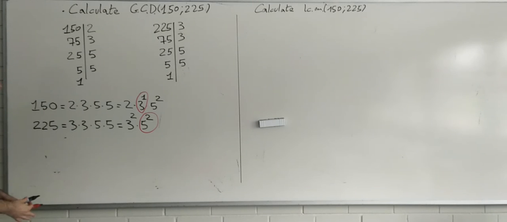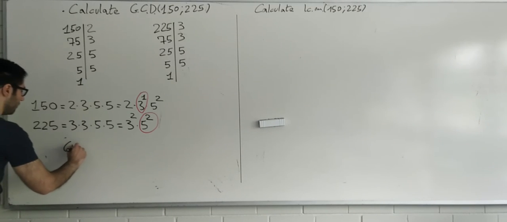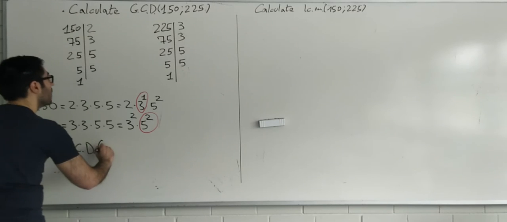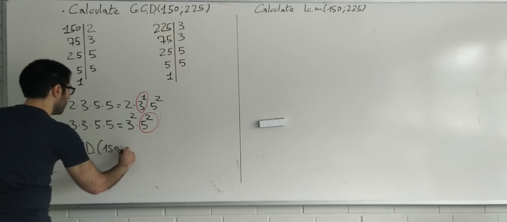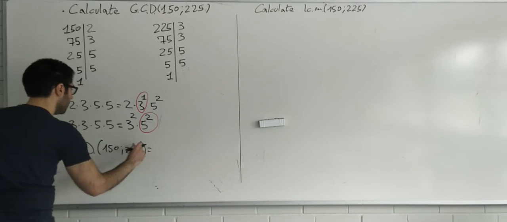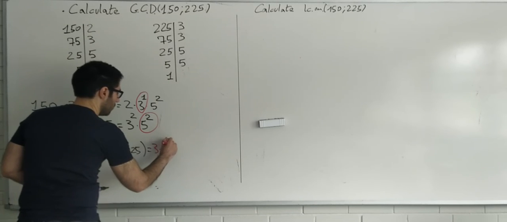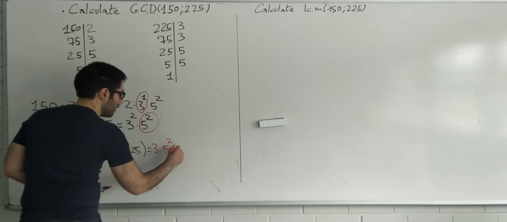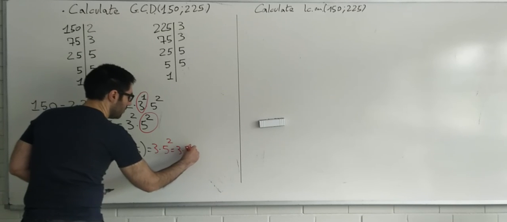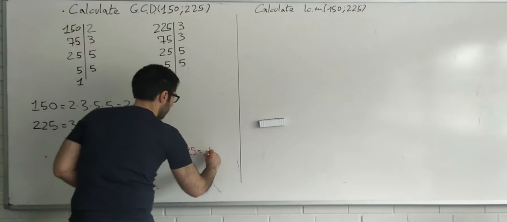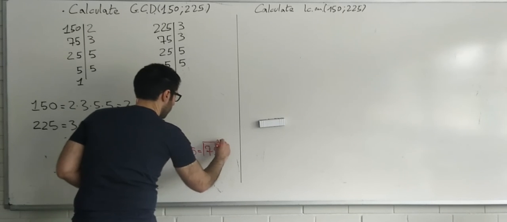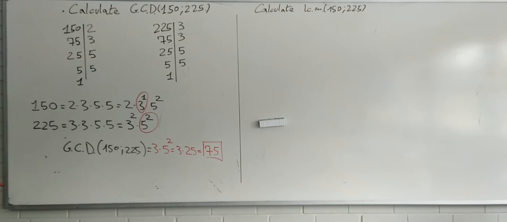Okay, we can now multiply these two numbers to calculate the greatest common divisor. Let's do that. So the greatest common divisor between 150 and 225 is equal to 3 times 5 to the power of 2, which means 3 times 25, which is 75. The greatest common divisor between these two numbers.